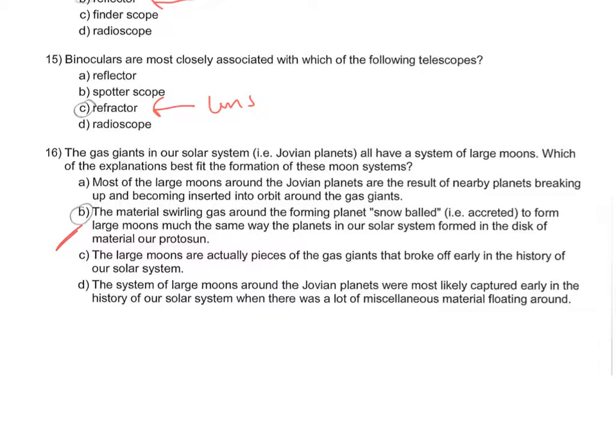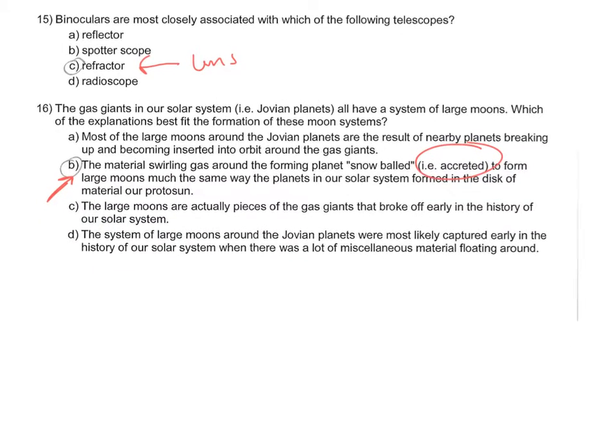Question 16, the gas giants in our solar system, actually, they all have moons, right? And the moons that orbit the gas giant planets are kind of similarly formed as the planets that orbit the sun. So this B is what I was after there. They, what we say, accreted and kind of snowballed in place orbiting the planet.